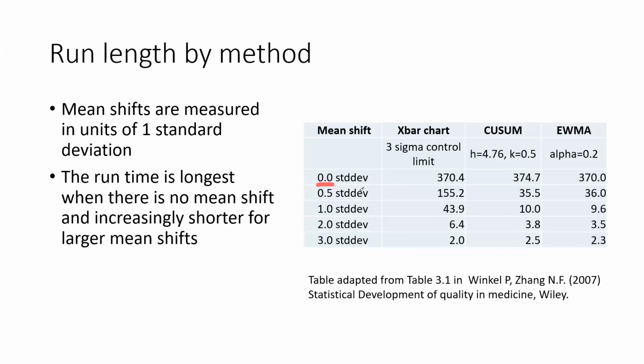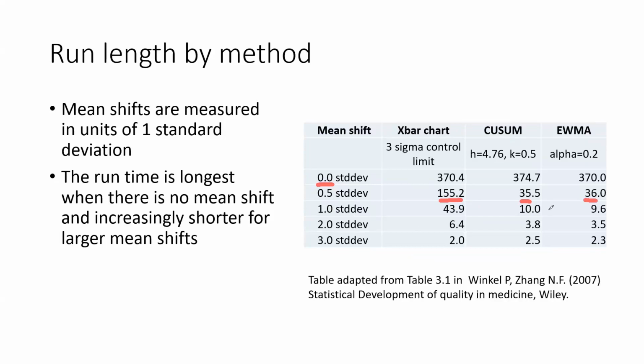And now we have various mean shifts. So special causes here, and then the run length changes. And what we're hoping, of course, is that we can detect it as fast as possible. Clearly, the larger the signal, the bigger the mean shift, the sooner we can detect it. And here we see that the X-bar chart doesn't work very well. For half a standard deviation in mean shift, we take 155 observations on average to detect it, whereas for the QSUM we have 35 and 36. So very similar performance, QSUM and EWMA respectively.